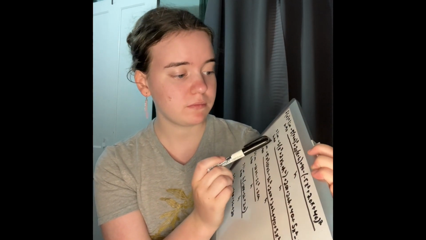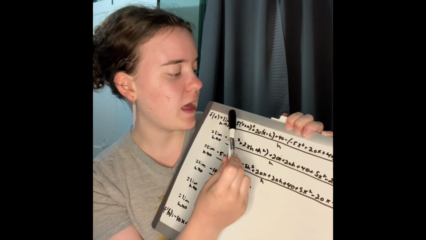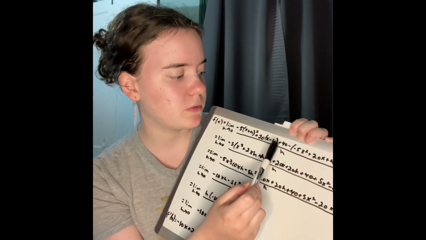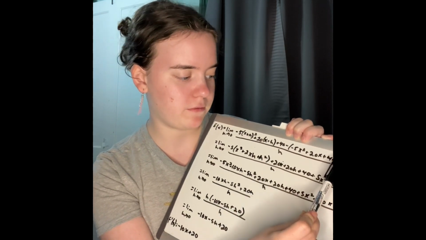So remember, it's x plus h. So every time we have an x, so it's negative 5x squared, it's going to become negative 5(x plus h) squared. So then it's plus 20(x plus h) plus 40, and then the equation itself over h. And then the next step, we use Pascal's triangle.